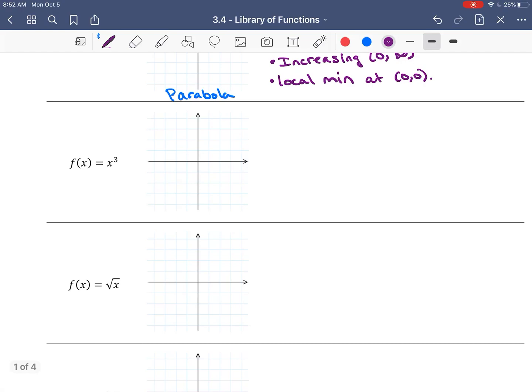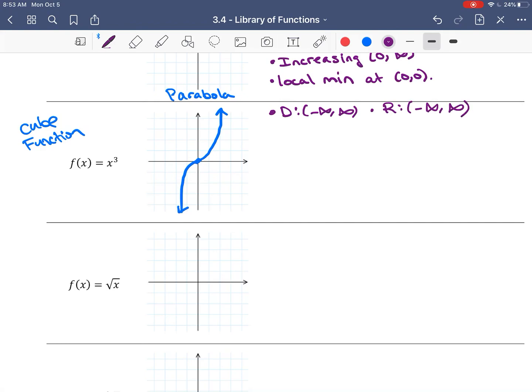Now if we have f of x is x cubed, this is the cube function. It also goes through 0, 0, but the shape of this one looks something like that. So domain, all real numbers. Range is again all real numbers. This one is an odd function. If you plug in negative x, you get negative f of x. So again, that gives you origin symmetry, which we can see from the picture.